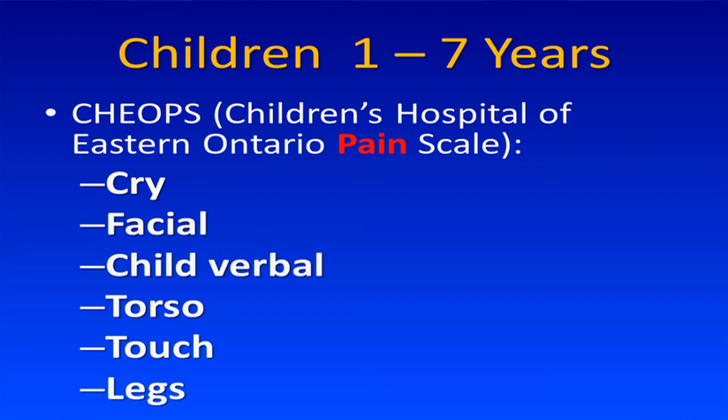In children 1 to 7 years old, there's a different pain scale. Again, it goes by crying, and oftentimes we'll see that in an individual. Facial expressions, what the child verbalizes, how their torso is positioned, whether they respond to touch, and ultimately if their legs are moving in a very fast way, that will indicate that the pain is rapidly increasing.